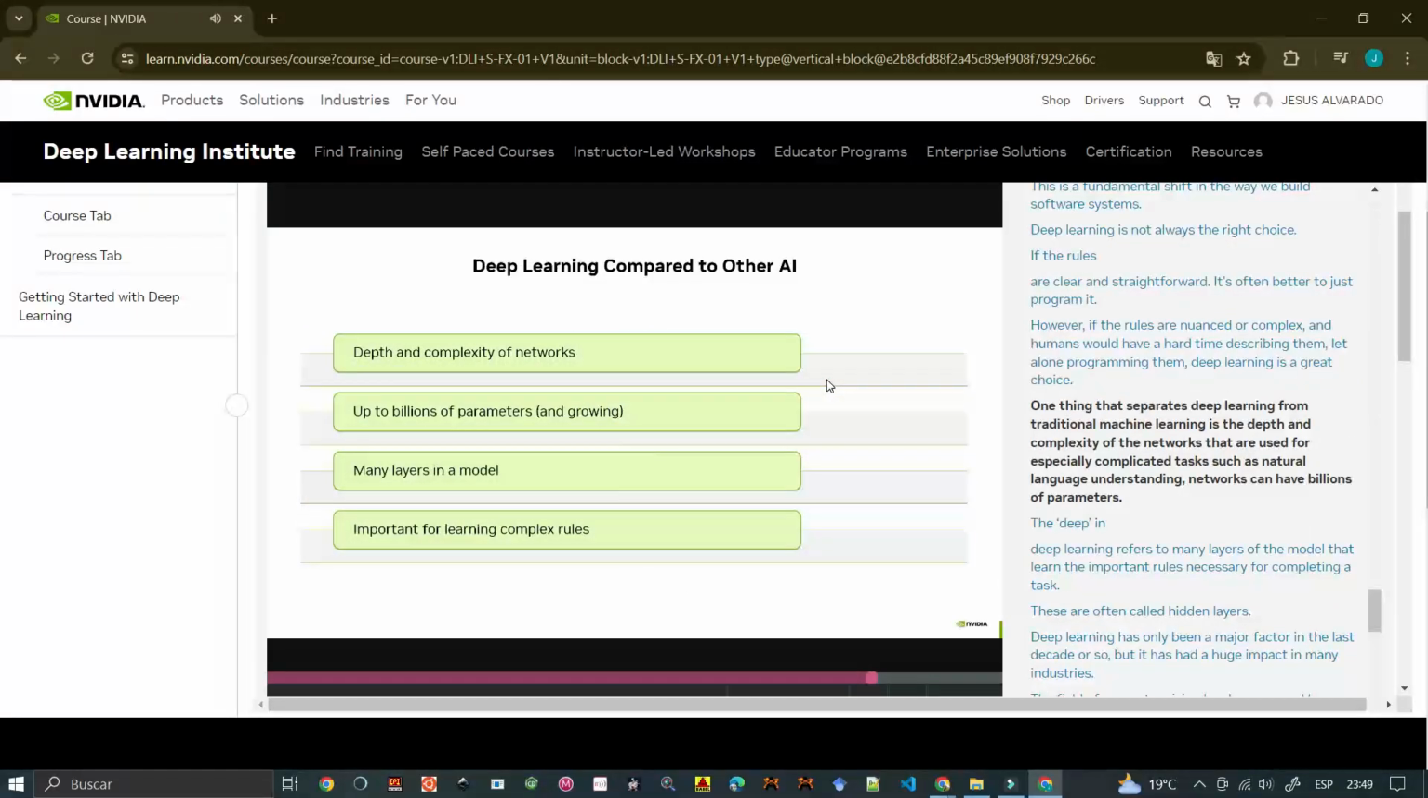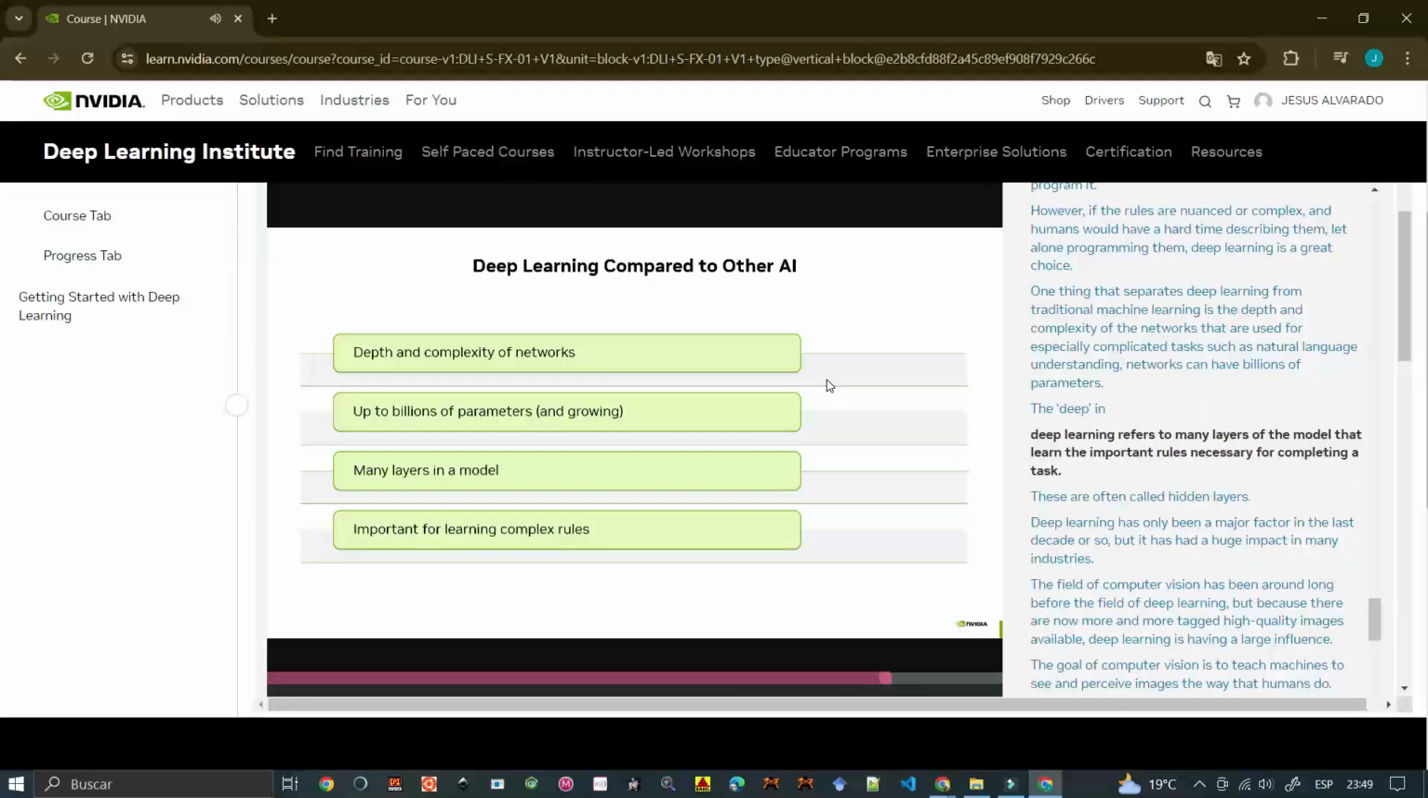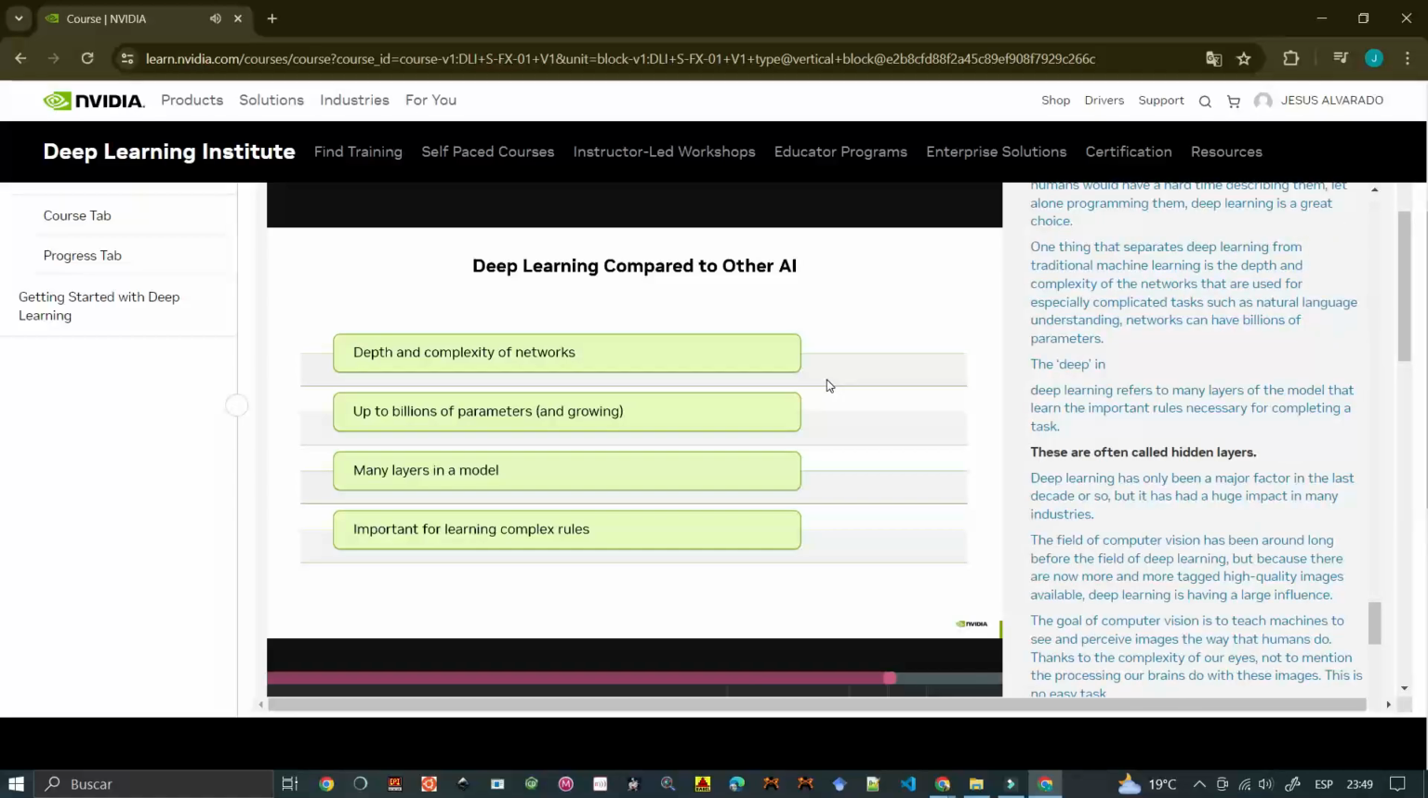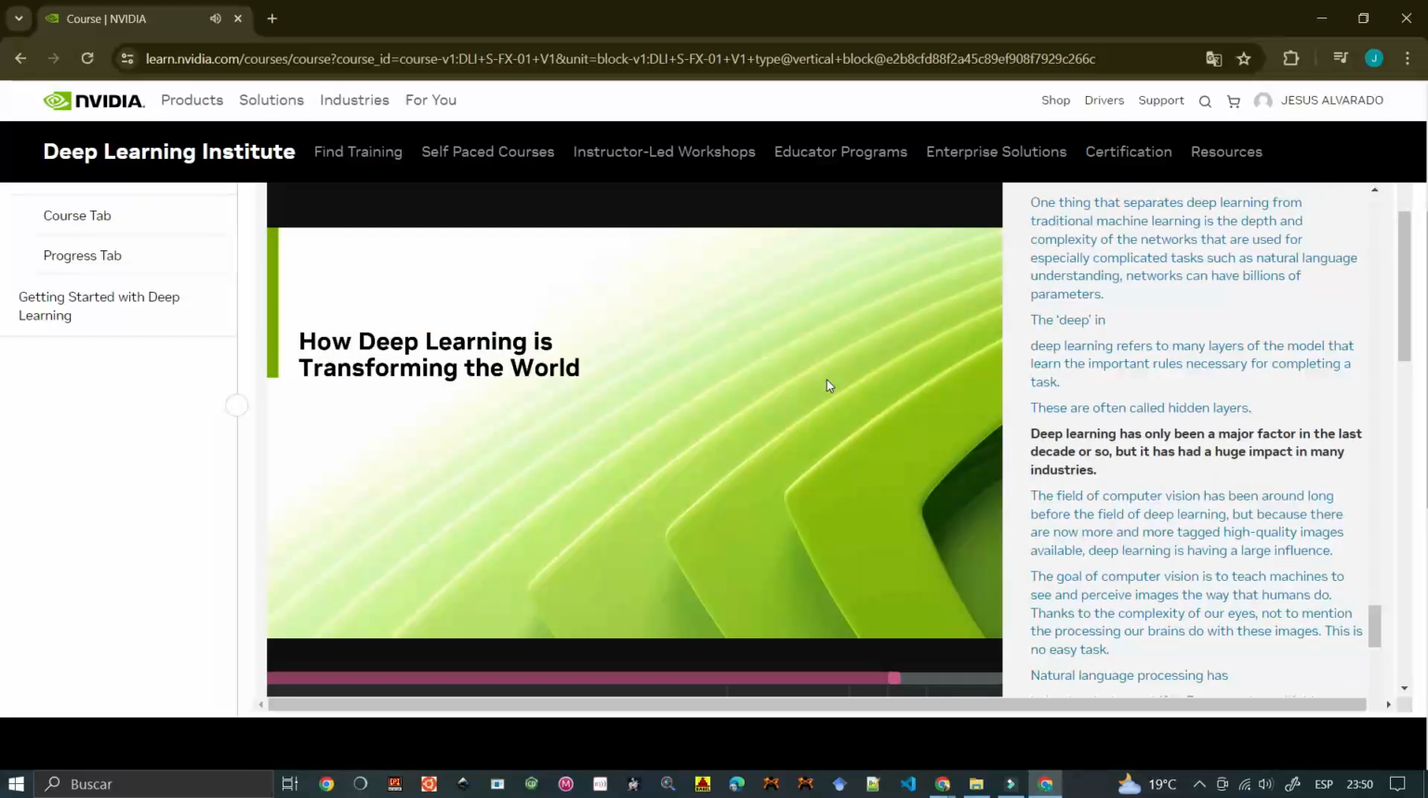One thing that separates deep learning from traditional machine learning is the depth and complexity of the networks that are used. For especially complicated tasks such as natural language understanding, networks can have billions of parameters. The deep in deep learning refers to many layers in a model that learn the important rules necessary for completing a task. These are often called hidden layers. Deep learning has only been a major factor in the last decade or so, but it has had a huge impact in many industries.